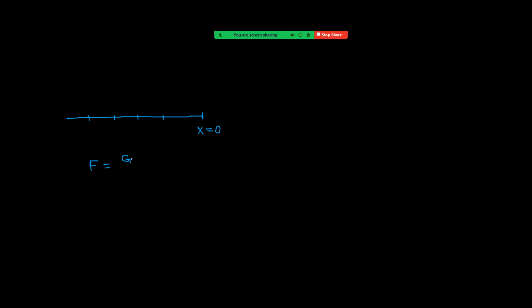G M m. The distance of the first one from the origin is 1, so it is 1 by 1 square. The second one, it is 1 by 2 square. Next one, 1 by 4 square. Next, 1 by 8 square and so on. See carefully, G m1 m2 by d square. Next, 2 square and so on.